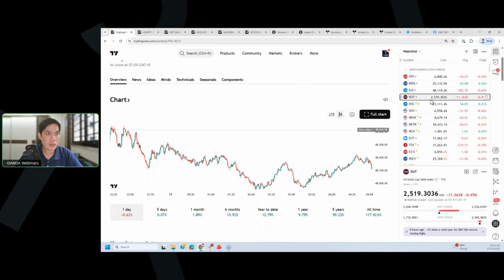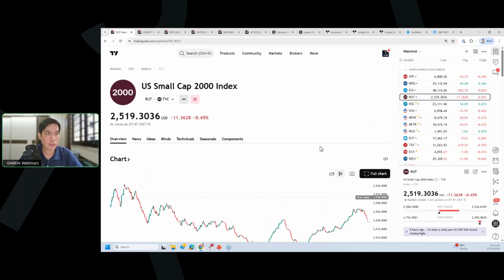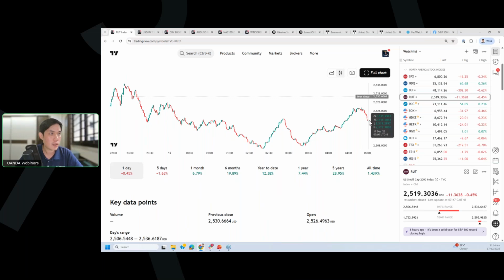Similar for the Russell 2000 as well, which is down by negative 0.545%. They also managed to trade higher from the session low at 2 a.m. yesterday, Singapore, at 2 a.m. today, Singapore time, pardon me. All right. So that sums up the interesting events that have taken shape yesterday.